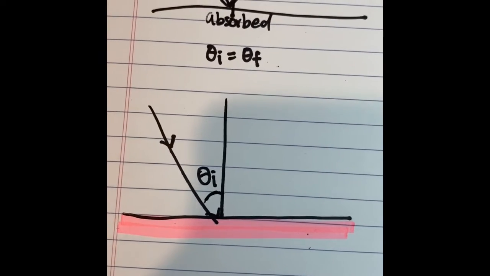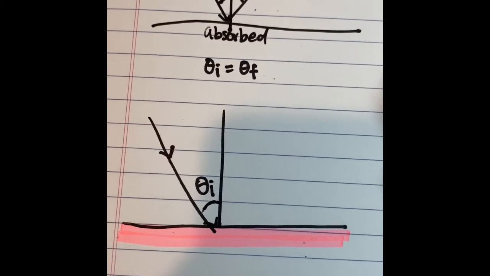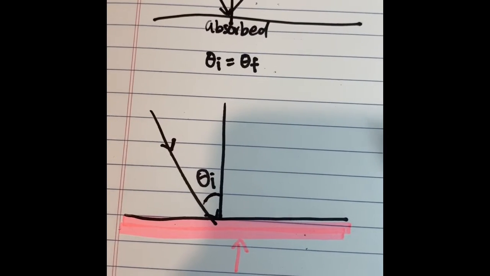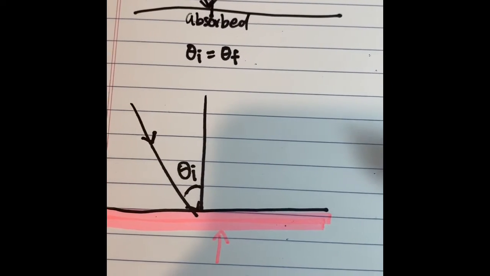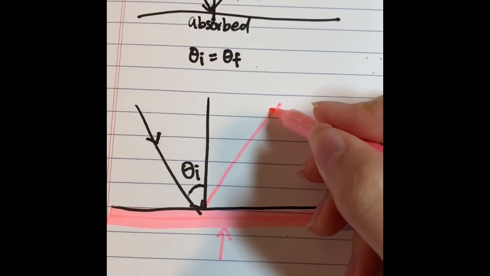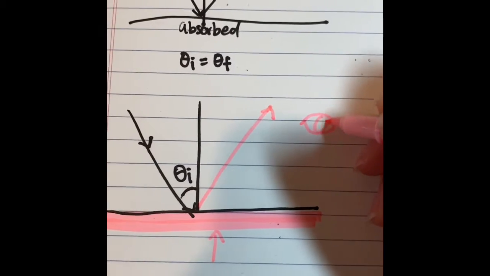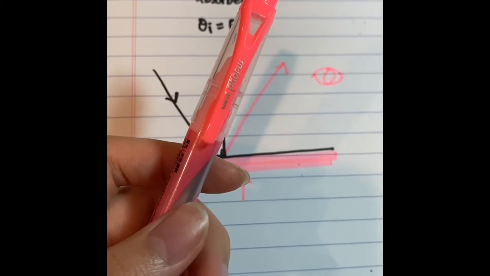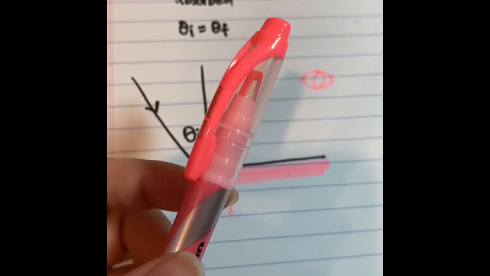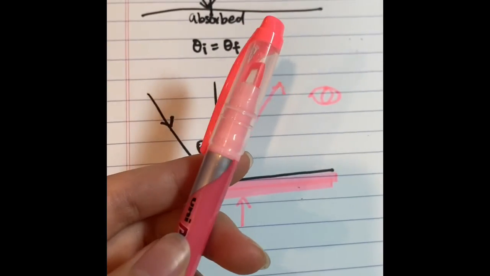However, besides the angles, the object also absorbs certain colors depending on its properties and material. And the reflected ray contains only the colors the object did not absorb, which are the colors our eyes perceive and identify with. For example, when you see this pink highlighter, it appears pink to you because it absorbs all the other wavelengths of light and only reflects pink light at certain wavelengths.